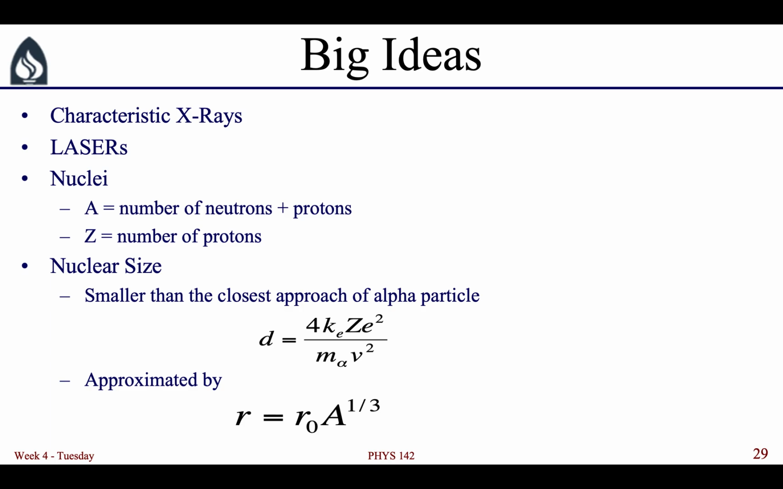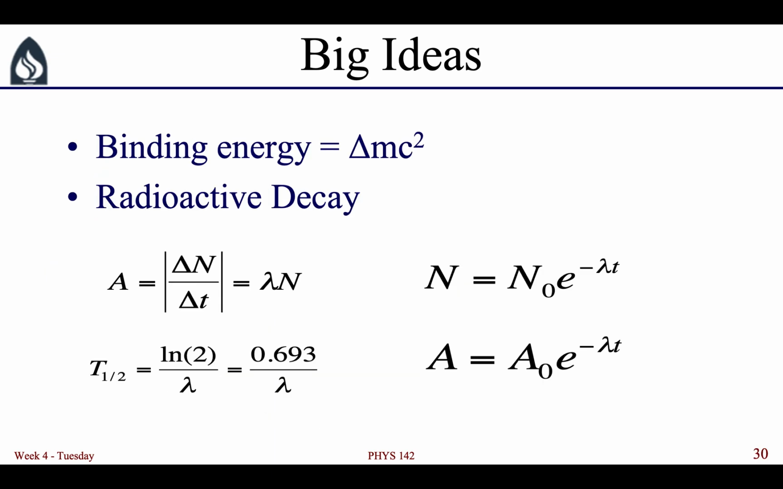These are the big ideas that we looked at today. We looked at characteristic X-rays in the last lesson. In this lesson, we started with looking at lasers and how they work. Then we also looked at nuclei and how they can be described by the number of neutrons plus protons, the mass number, and also the number of protons. Then we looked at nuclear size, and we saw that it's very, very small. And we also looked at how nuclei of atoms are bound together with binding energy.